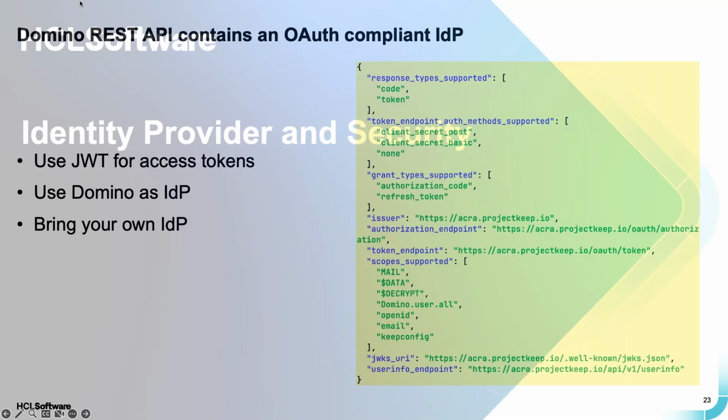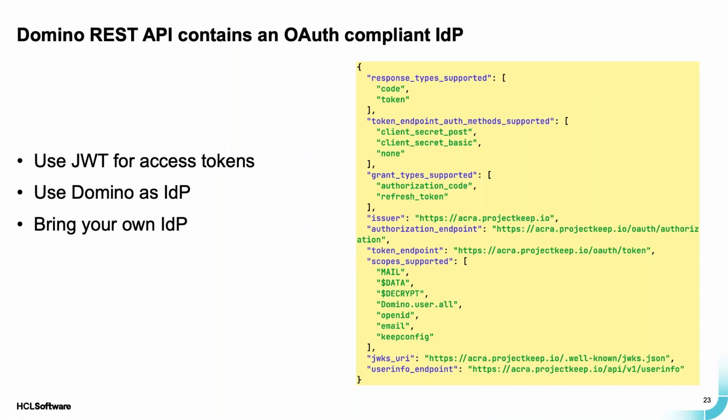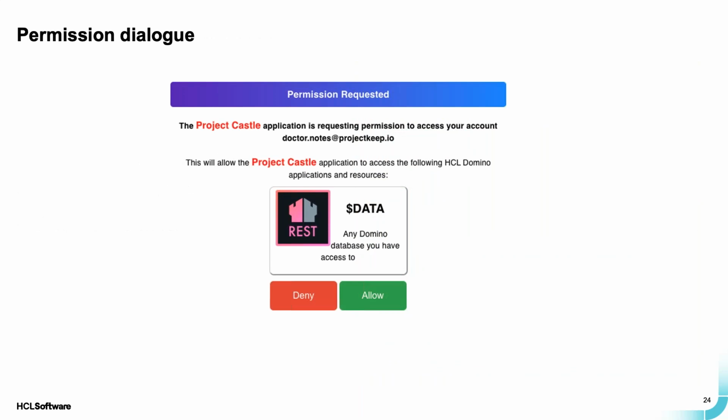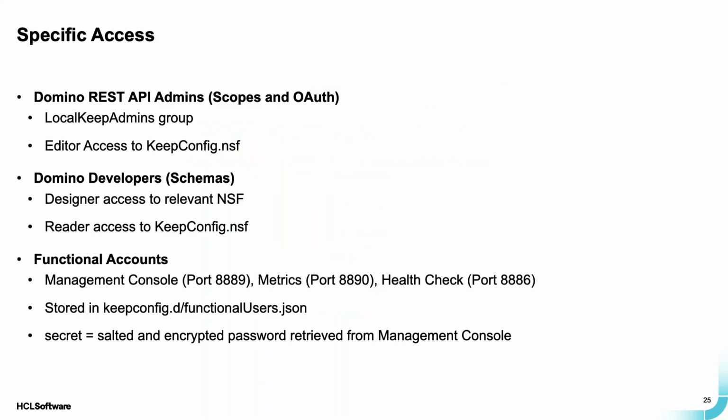So when it comes to security, we use JWT tokens. You can use Domino as its own IDP, or you can use your own IDP, something like Keycloak, for example. And as we've seen, the documentation already covers that. When you're creating an application and doing the OAuth dance, that's actually using Domino, or it's using the IDP, and in this case, it's using Domino as the IDP. So it's prompting to permit access, and then we can get in.